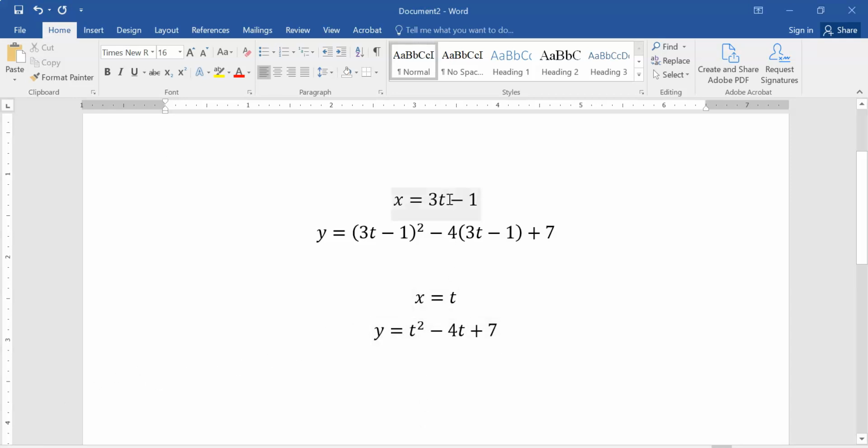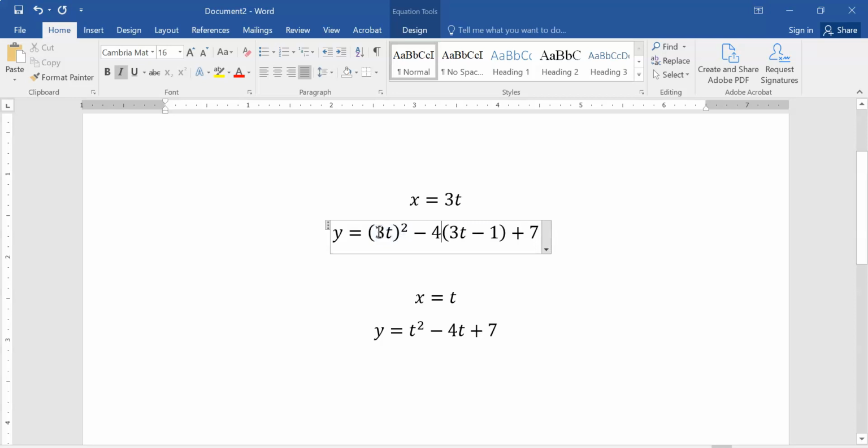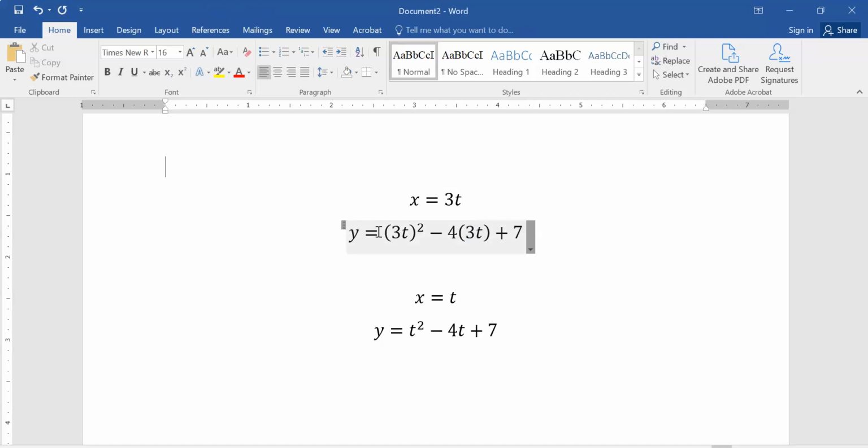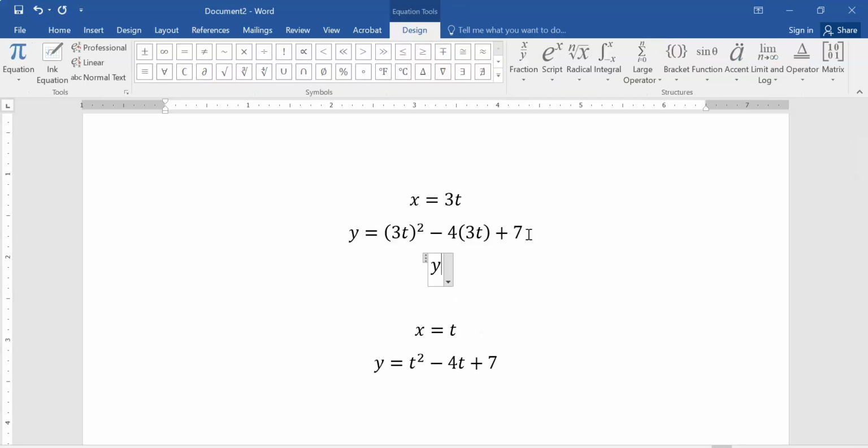Actually, before I talk about what that means, let's agree that instead of using x equals 3t minus 1, because that minus 1 will shift the graph and I don't want to do that, let's let x be 3t, and then y equals this. Which, by the way, if you want to make that a little bit simpler, you could write y is equal to 9t squared minus 12t plus 7.